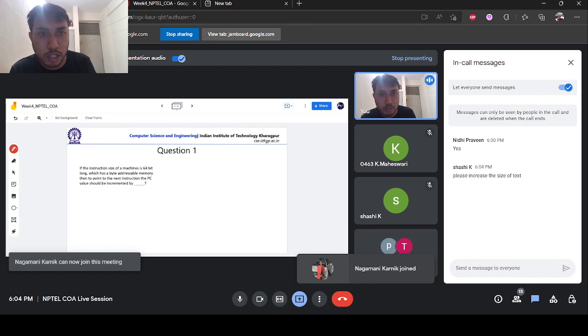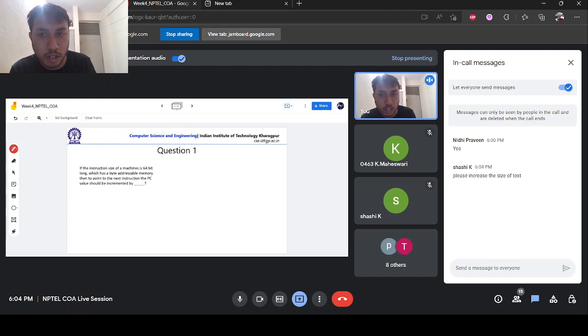I cannot increase the size of the text much. That is the maximum I have. So one thing you can do is zoom in, at max, in your browser.